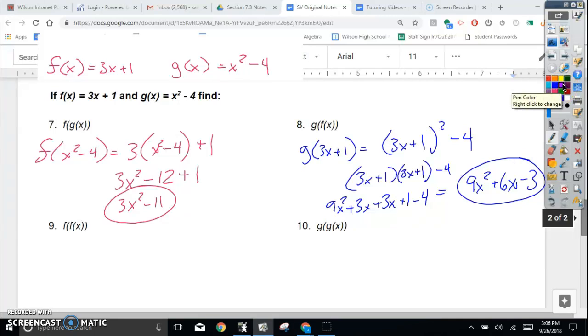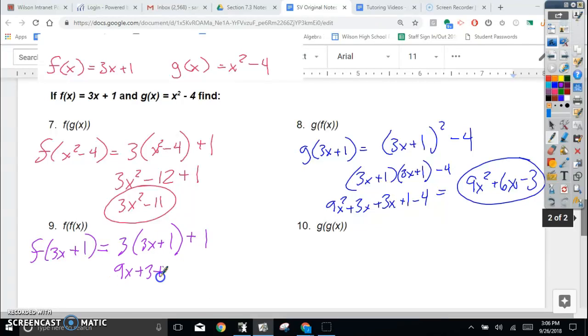All right, f of x. So we go f of 3x plus 1. I'll rewrite my f, 3 blank plus 1. Inside here, we'll go 3x plus 1. So now I'm going to go 9x plus 3 plus 1. So our final is 9x plus 4. And like I said, it's pretty systematic once you get it down.